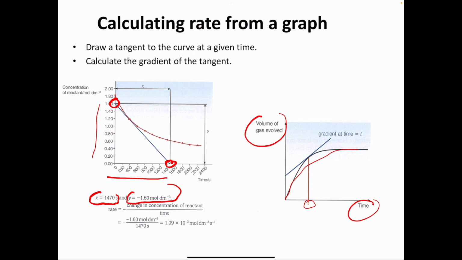This question is very common in Unit 4, where they give you data, they ask you to draw a graph, and then they ask you to find the specific rate of reaction.